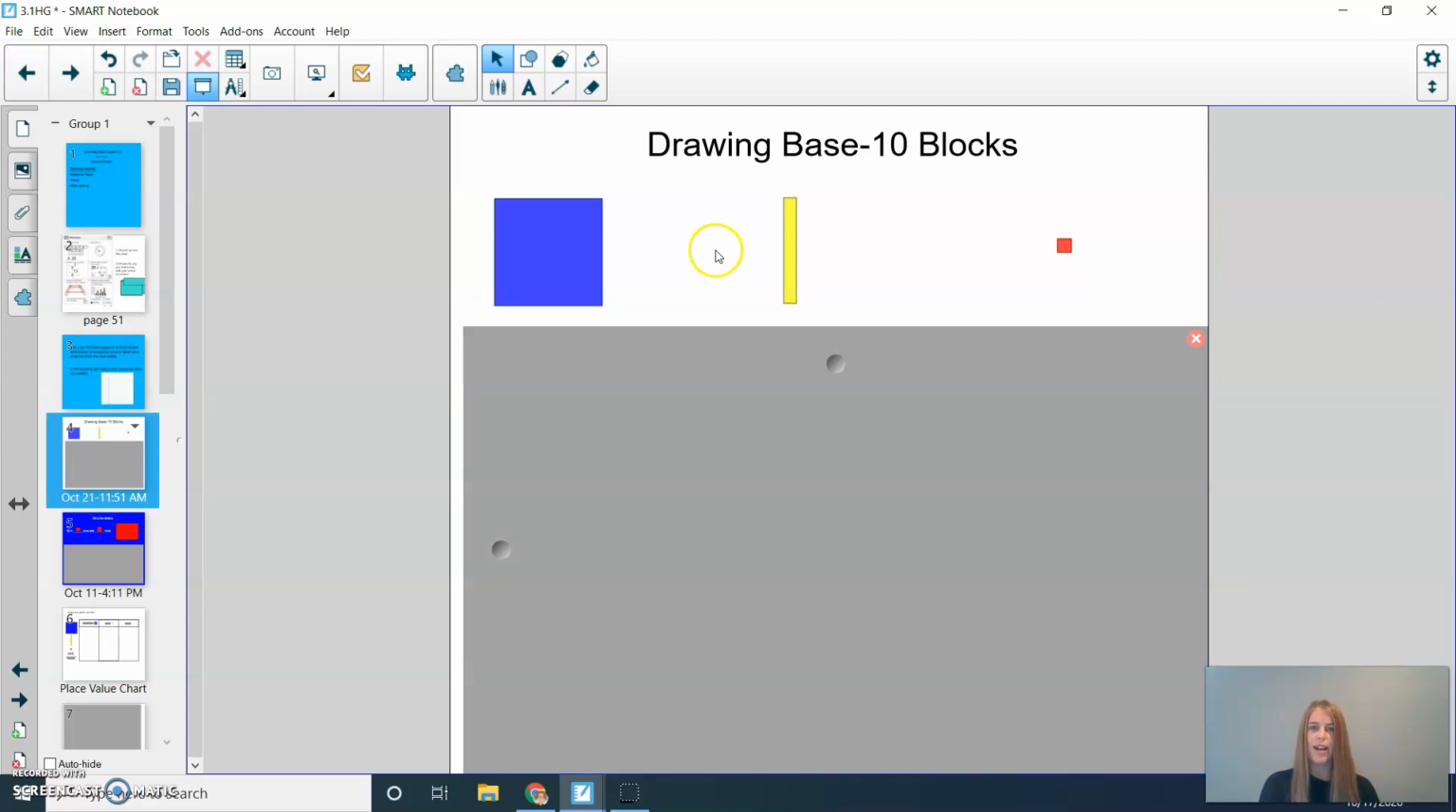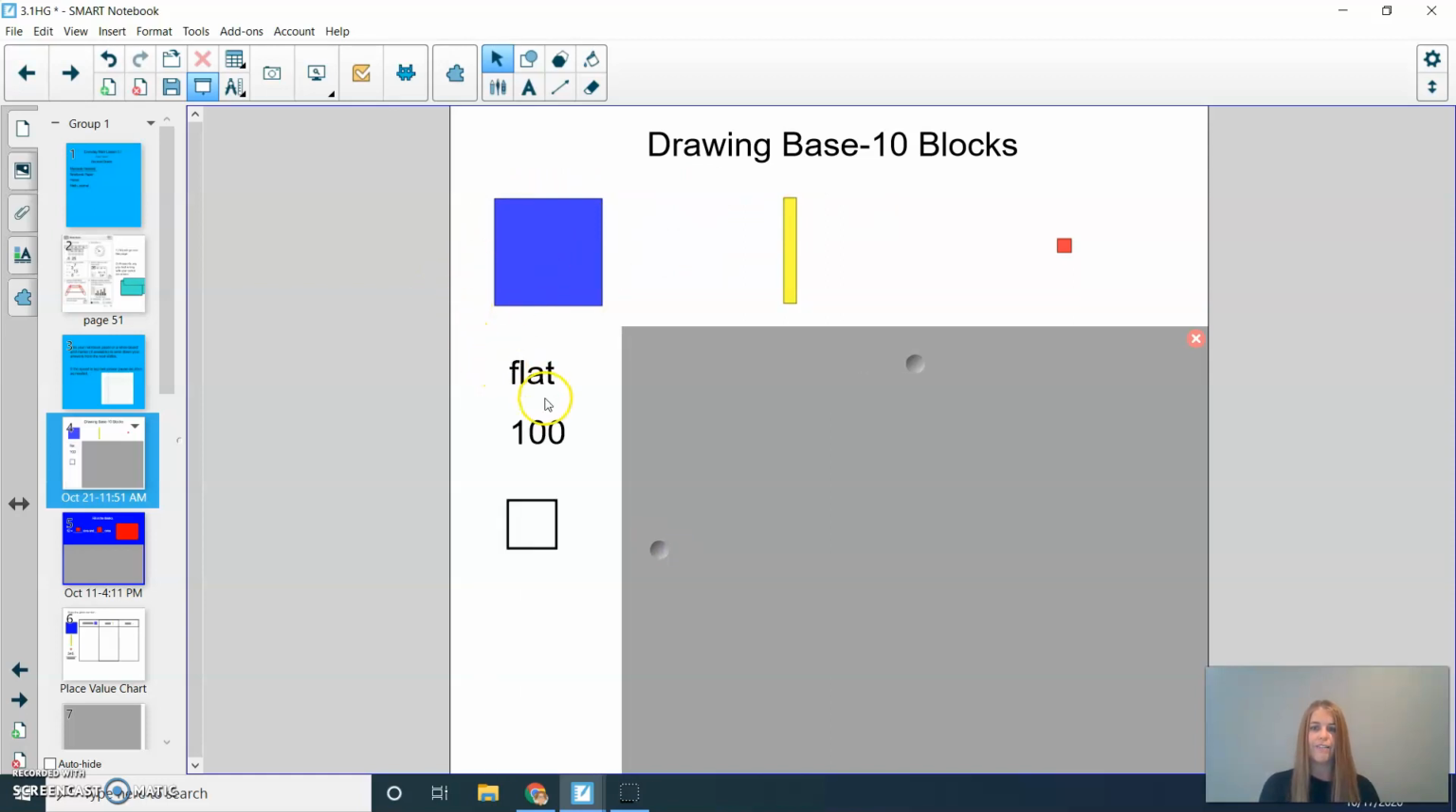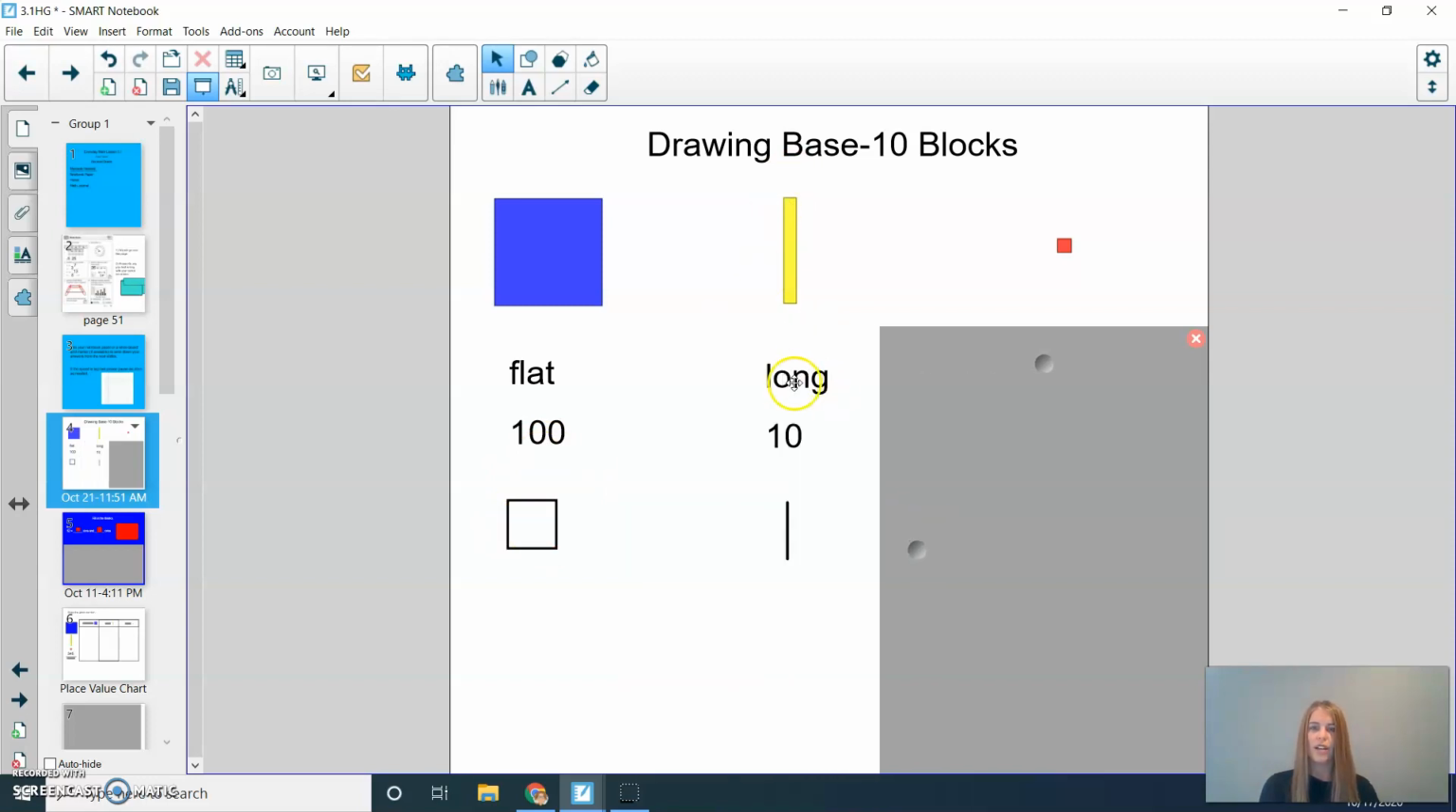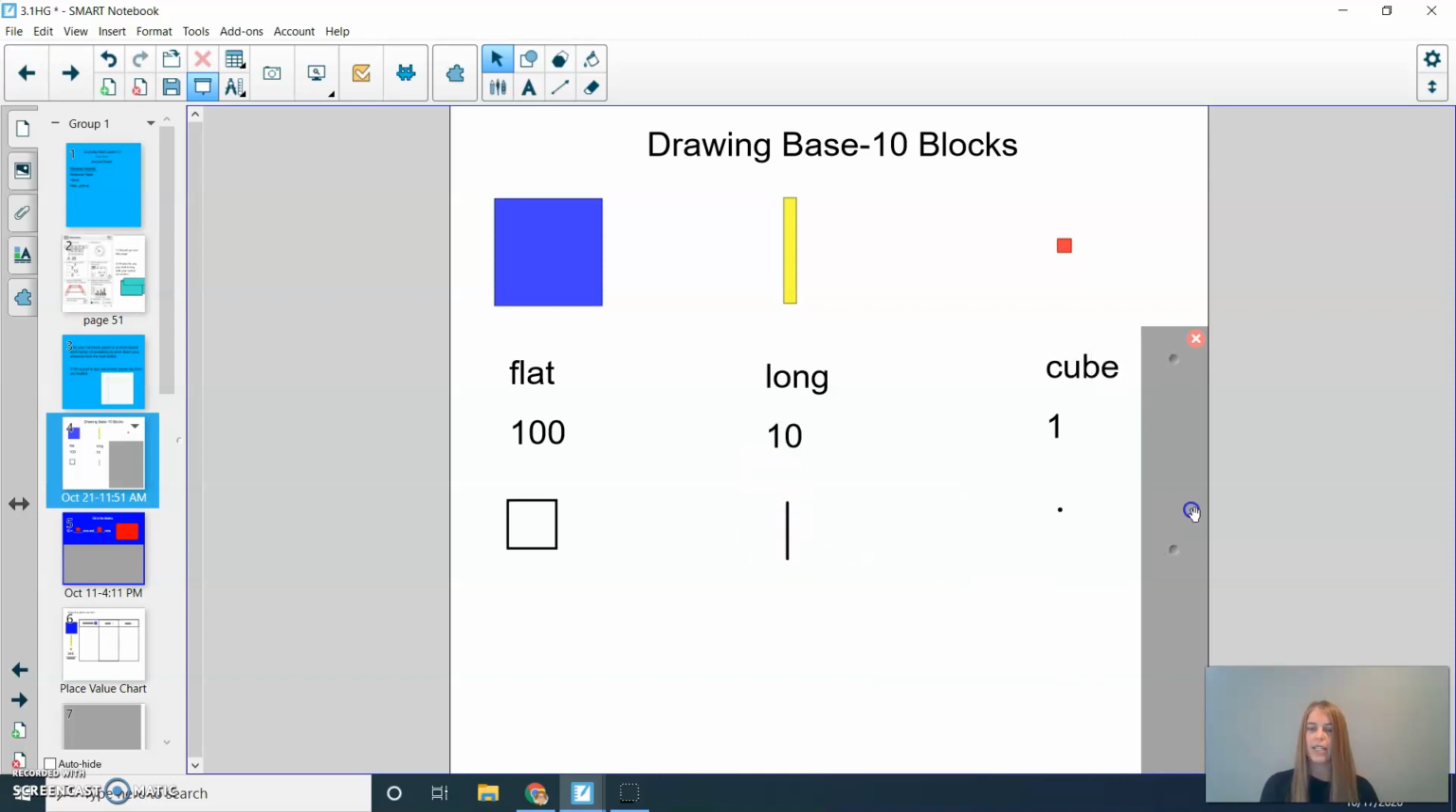So today we're going to talk about base 10 blocks. You can see that I first have a flat, and a flat is worth 100. When drawing a flat, I want you to just draw a square. Then you can see the yellow, I have a long, and a long is worth 10. When drawing a long, I want you to just make a line or a tally. And then the last one we have is a cube, and a cube is just worth 1, and you can show that by just making a dot or a tiny little square.